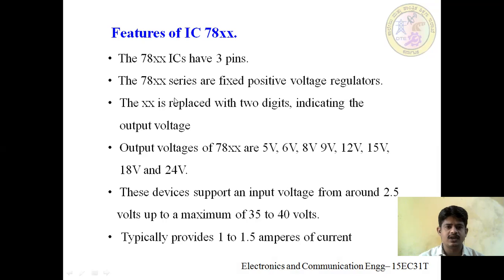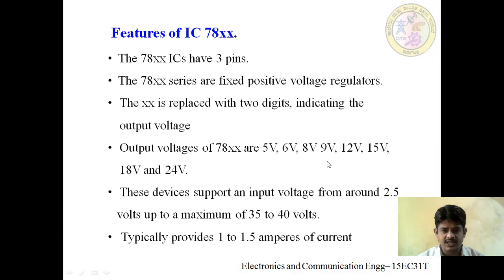And then the 78XX series are fixed positive voltage regulators. Remember, it is a fixed and positive voltage regulator. You cannot get the negative from the 78 series. And XX is replaced with 2 digits indicating the output voltage. If it is 05, that means output voltage is 5 volts. If it is 12, that means output voltage is 12 volts. And output voltages of the 78 series are 5 volt, 6 volt, 8 volt, 9 volt, 12 volt, 15 volt, 18 and 24. See, these are the available ICs in the 78 series.